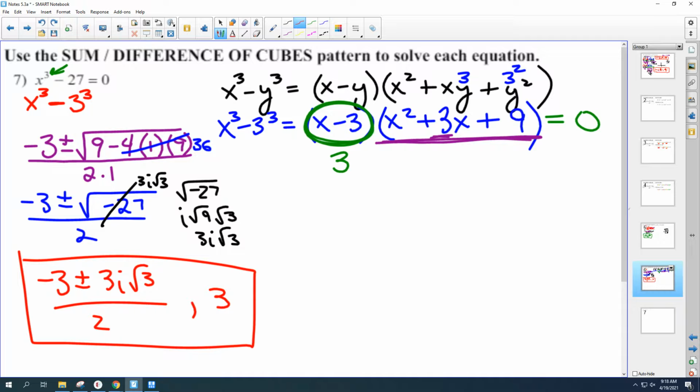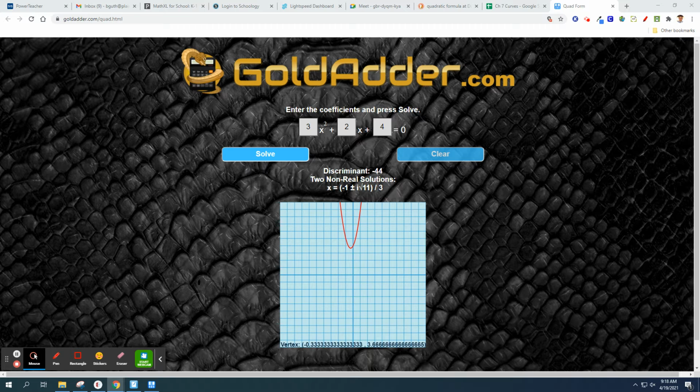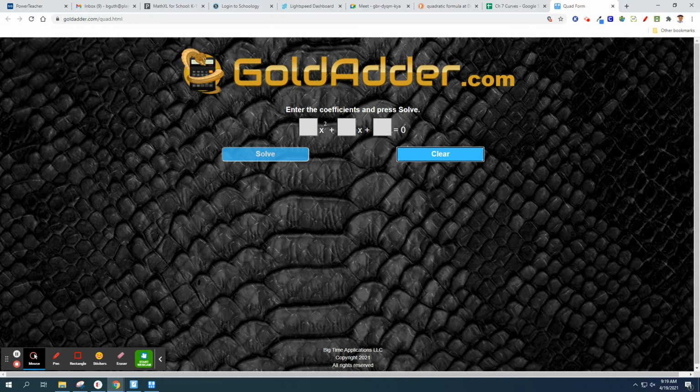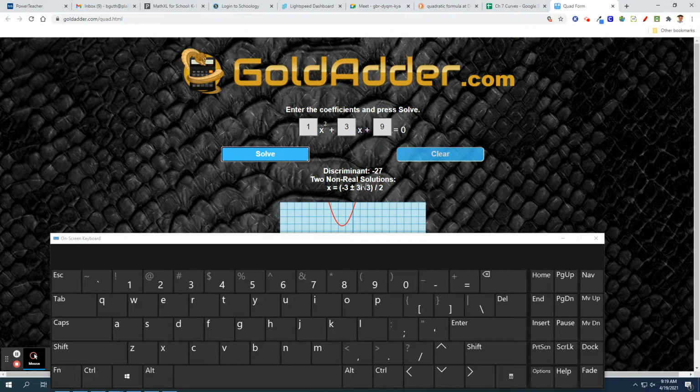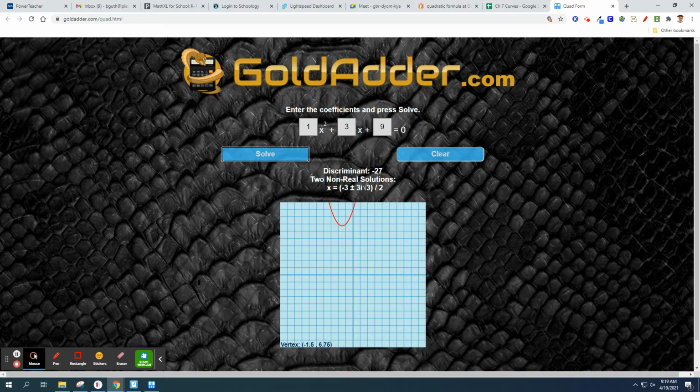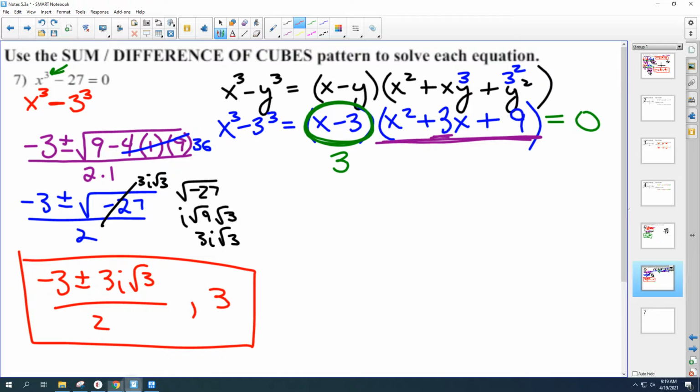Now, just to be safe, let's go ahead and check it with the website. Let's go back to this quadratic formula and clear it out. Our coefficients were 1 and 3 and 9, I believe. Is that correct? 1, 3, 9, is that what it was? I think. You hit solve, and again, you're drawn kind of to the graph, but the graph doesn't cross the axis. That just means there aren't any real solutions. If you look right above the graph, you can see negative 3 plus or minus 3i square root of 3 over 2. Is that what we said? Negative 3 plus or minus 3i square root of 3 over 2. Yeah, that's it.